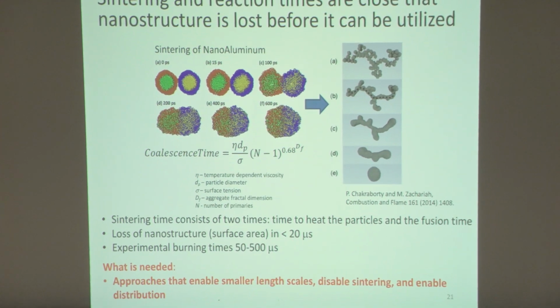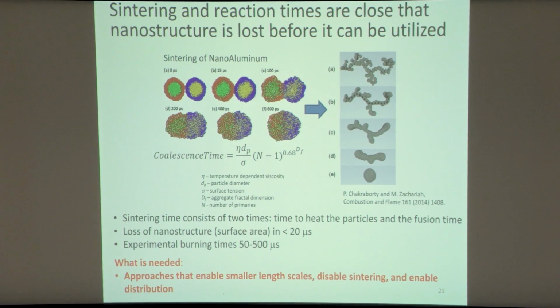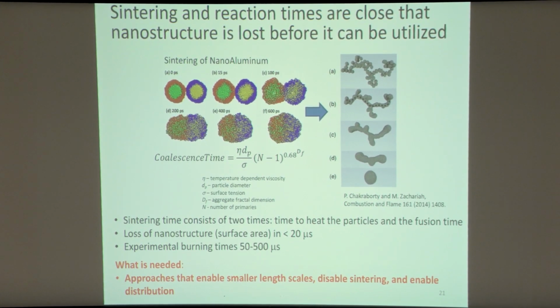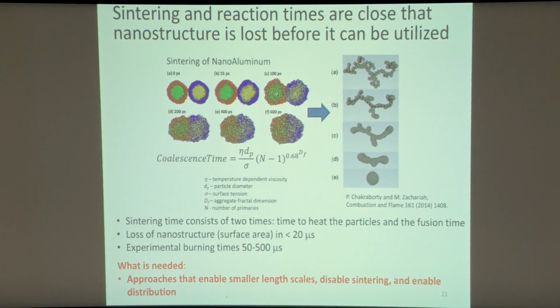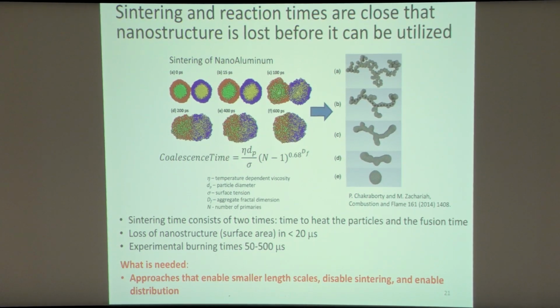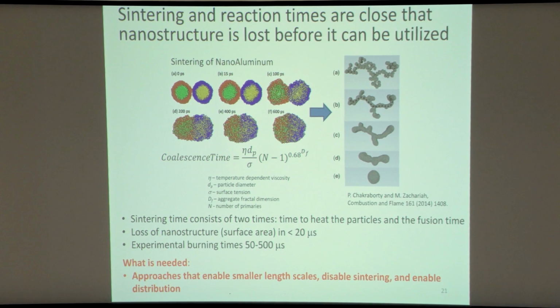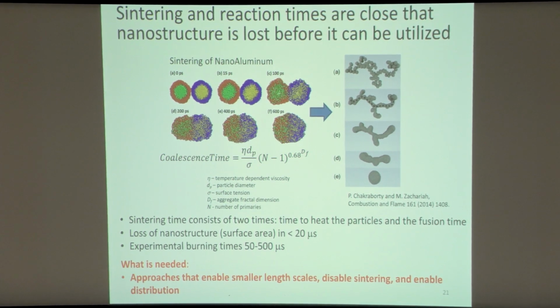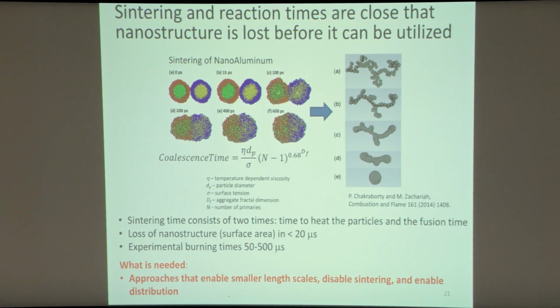This is some work that was done by Mike Zachariah, arguing that basically sintering was occurring in the particles, and he calculated that the sintering time is of the same order as the reaction time. You can see here's the initial array of nanoparticles, and as they heat up, they start to agglomerate, and you end up getting a much larger particle than you thought.